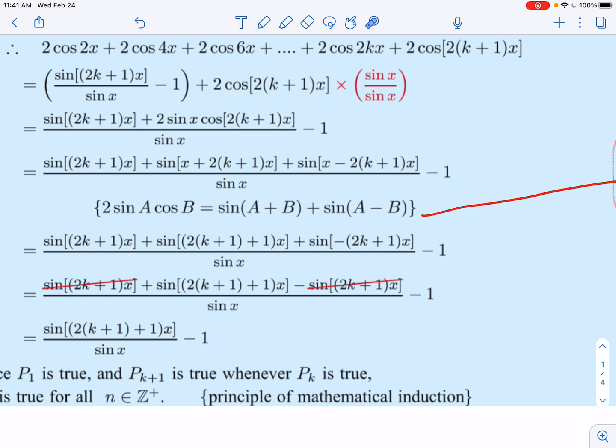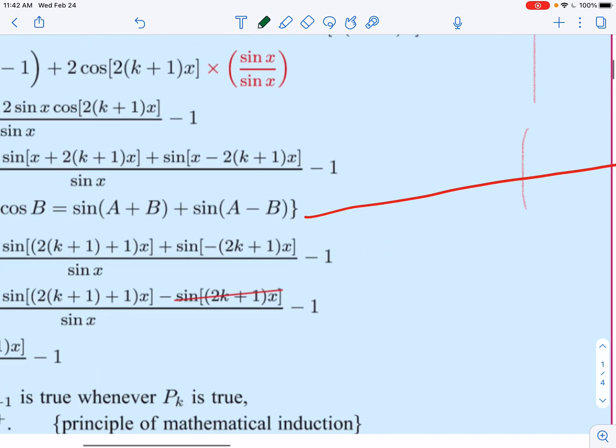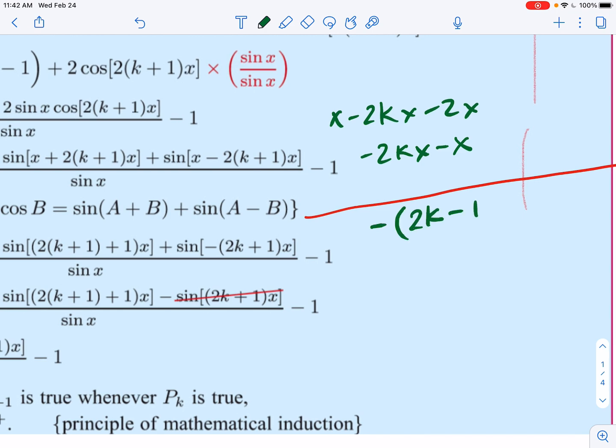And then what did they do over here? Did they factor out an x here? How did they get from this to this? That's an x minus 2. Oh, okay. What they did here, they have x minus 2kx minus 2x, and when they put that together, they realize this is minus 2kx minus x, and then they could factor out the negative, and then they could factor out the x. Yeah.